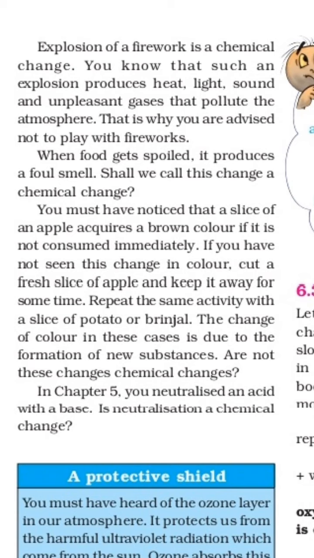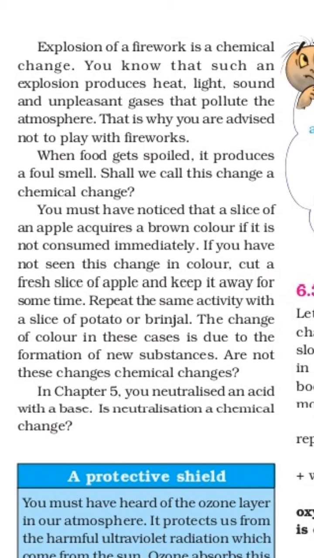Now, when food gets spoiled, it produces a bad smell. We are aware of that. We call this change a chemical change. Shall we call this a chemical change? Right, we can call it a chemical change, because when food is prepared, its smell is different, and when it gets spoiled, the chemical properties of that food material change. The smell and taste of that particular food material will be changed. That's why we can say that it is a chemical change.